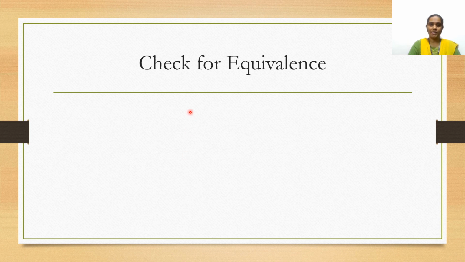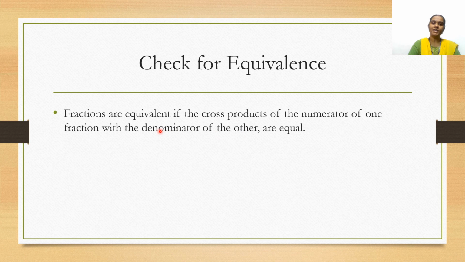Next, we are going to see check for equivalence. How to check whether the given fractions are equivalent or not. Fractions are equivalent if the cross products of the numerator of one fraction with the denominator of other are equal. So if two fractions are given, we need to cross multiply them, and if their products are same, then the two fractions are said to be equivalent.